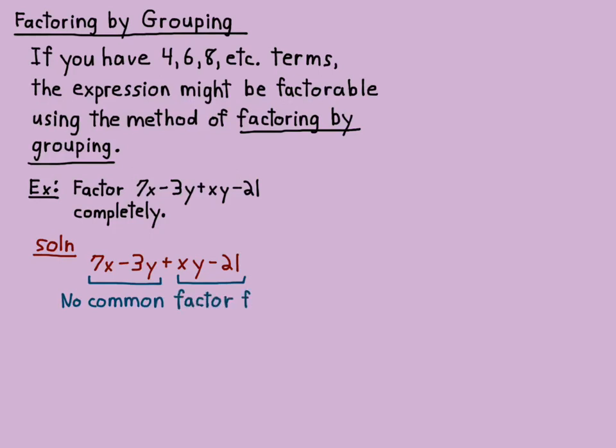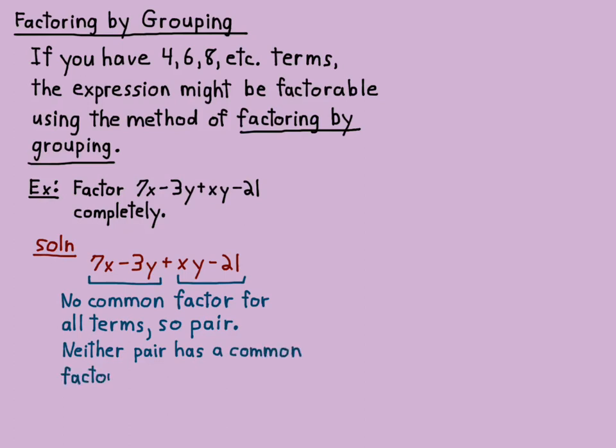I'm just pointing out what I was saying. No common factor for all the terms, and so you pair them up. But when you pair them up, there's no common factor for either pair. Sometimes there will be, and you just go on your merry way. But sometimes this happens, where there are no common factors, and so you switch the two middle terms, and this will always work, because we just won't give you ones that won't work.